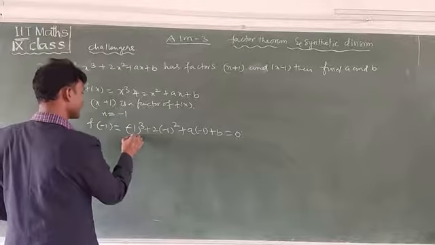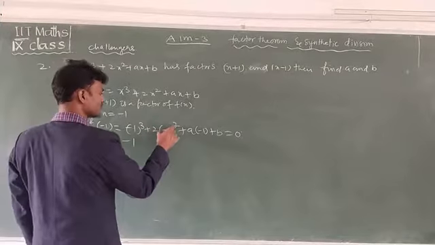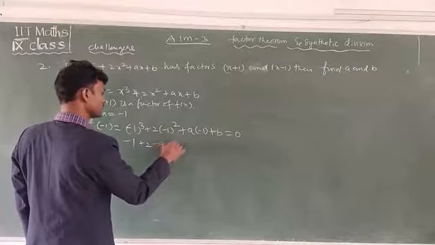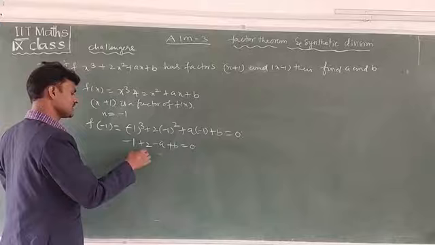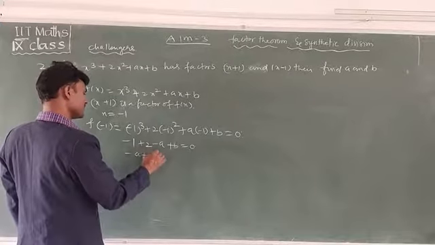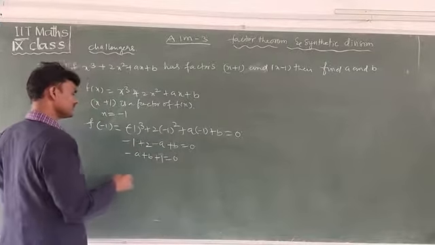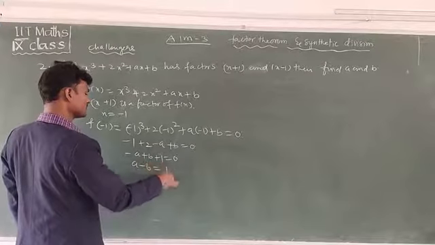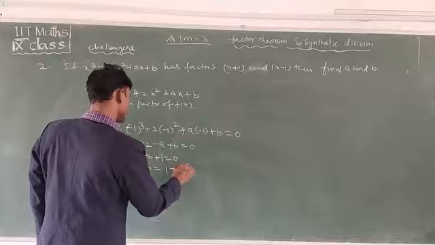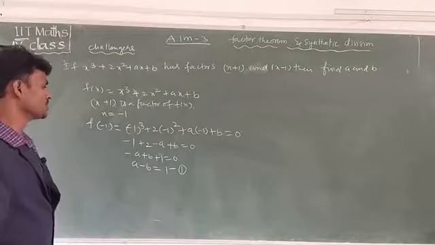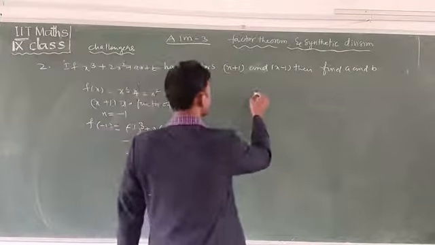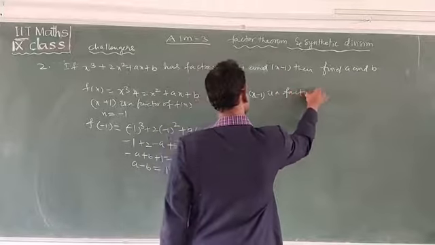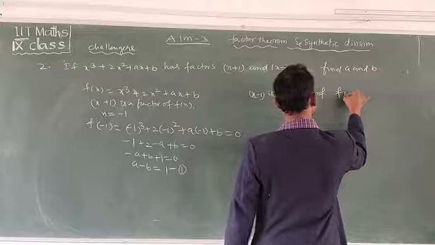Then this is minus 1 cube, minus 1. Here minus 1 square is 1, into 2, plus 2. And minus into plus is minus, so minus a plus b is equal to 0. Now you can write here minus a plus b plus 1 is equal to 0. Now you can multiply by minus: a minus b minus 1 is equal to 0, this and that side, it is equal to 1. Now this is 1. Next one is here, x minus 1 is a factor of f of x.